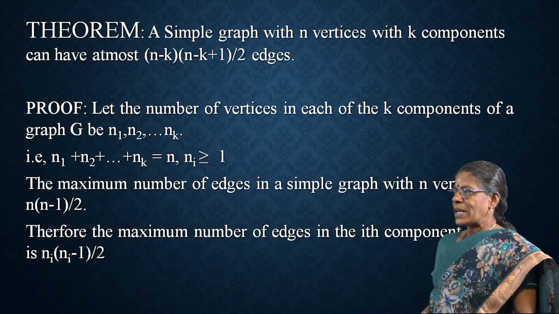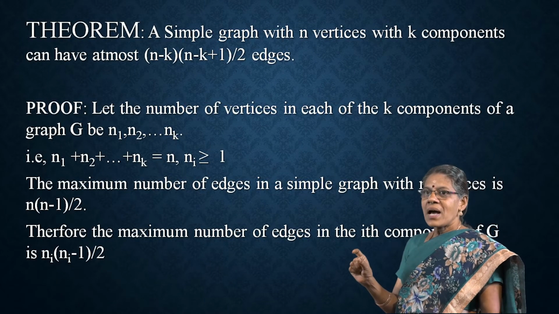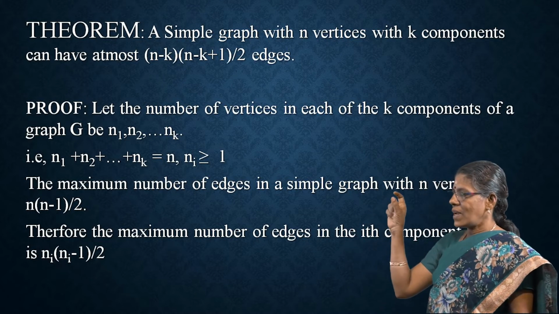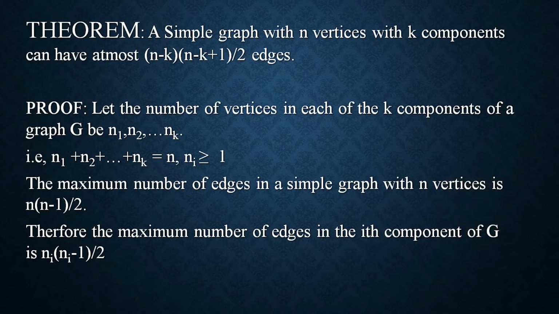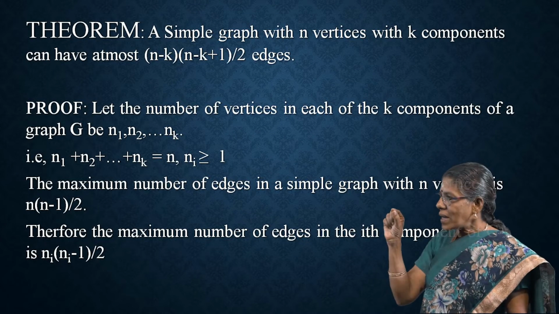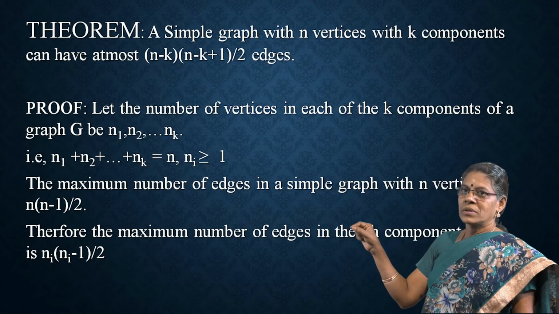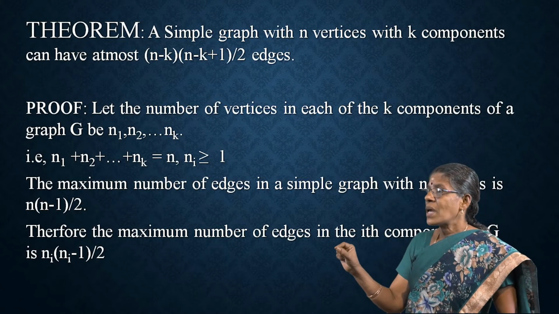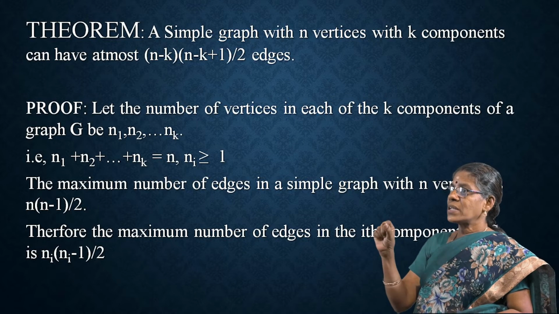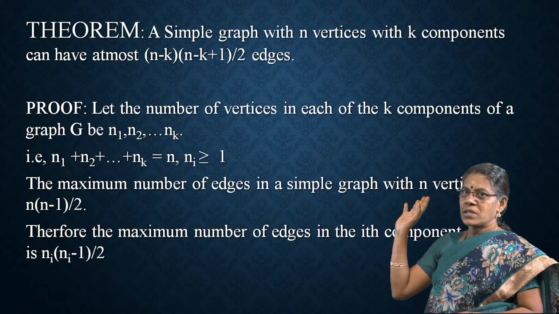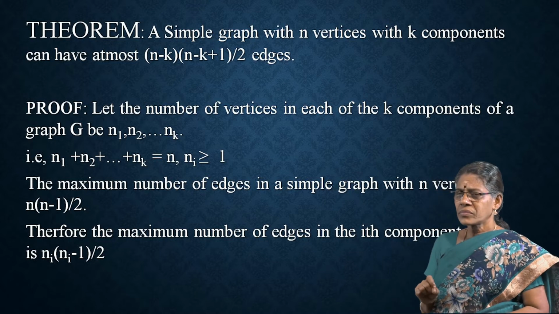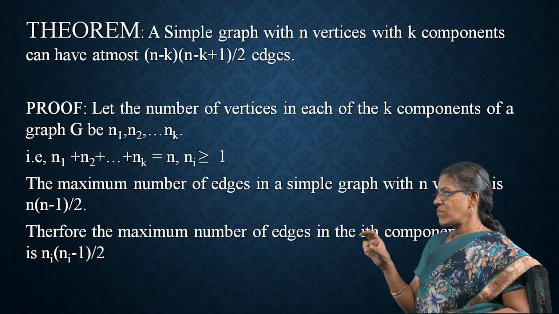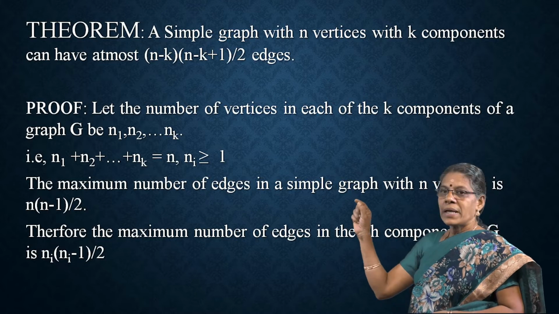Okay. So next, an important theorem: a simple graph with n vertices and k components can have at most how many edges? At most (n minus k)(n minus k plus 1)/2 edges. This is the theorem statement. Now prove. Let us assume that the number of vertices in each of the k components of a graph G be n1, n2, etc., nk.